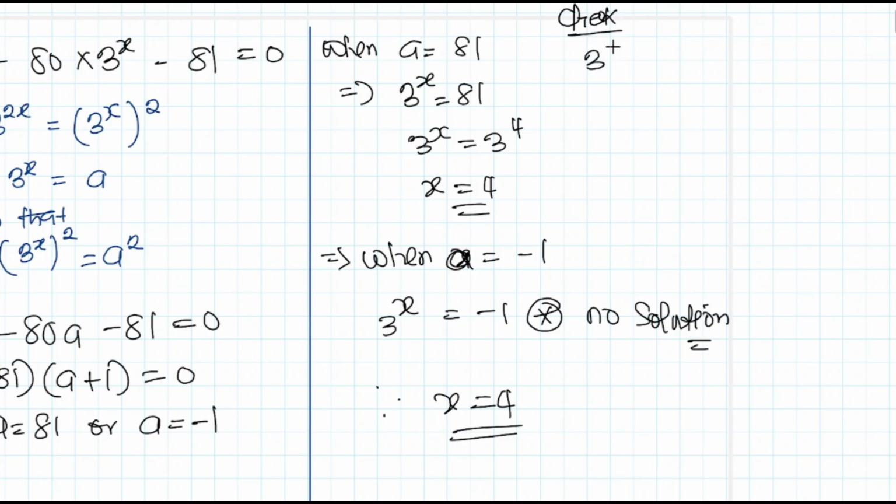So 2 raised to power 2 times 4 minus 80 multiplied by 3 raised to power 4 minus 81. So let's see what we are going to have. 2 times 4 is 8. What is 3 raised to power 8? 2 times 4 is what? It is 8.